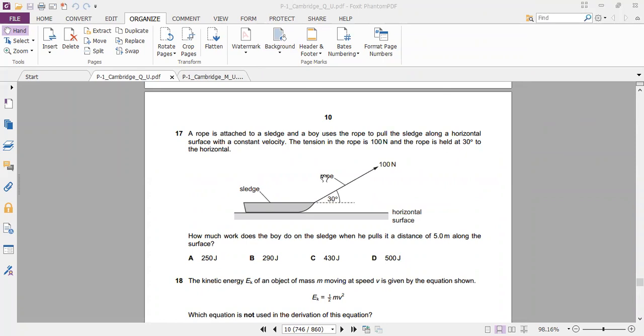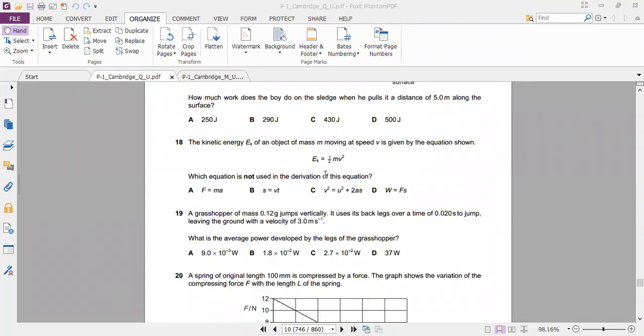So let's go and read the next question, question number 18. কি বলতেছে? The kinetic energy Ek of an object of mass m moving at a speed v is given by the equation shown, right? So if it is such, তারা এখানে বলতে চাচ্ছে যে which of the equations is not used to derive the equation E equals half m v square. So কোন ইকুয়েশনটা এখানে আমাদের লাগে নাই, that is the question they asked.